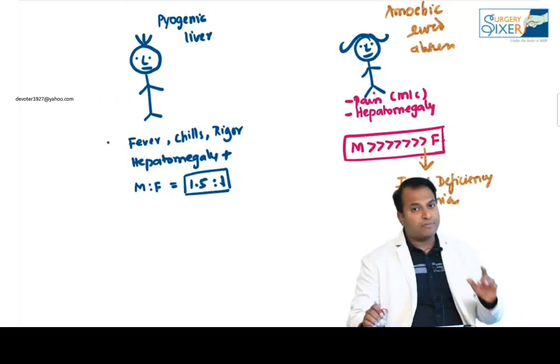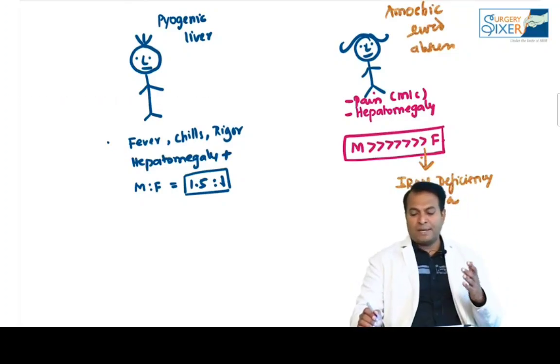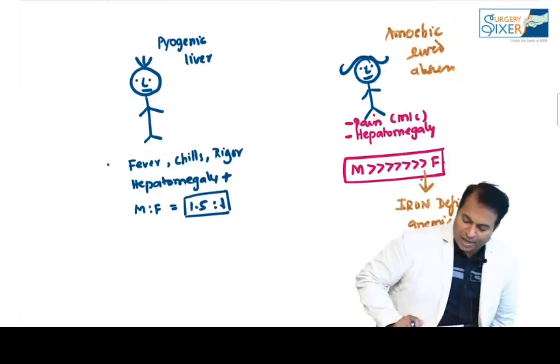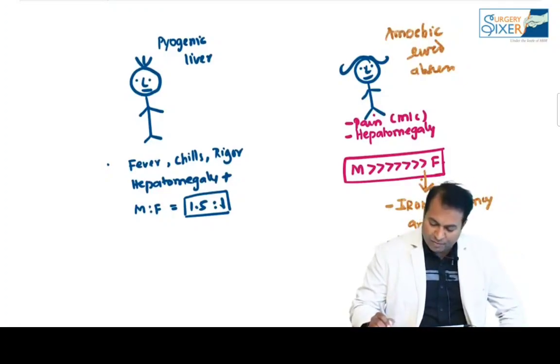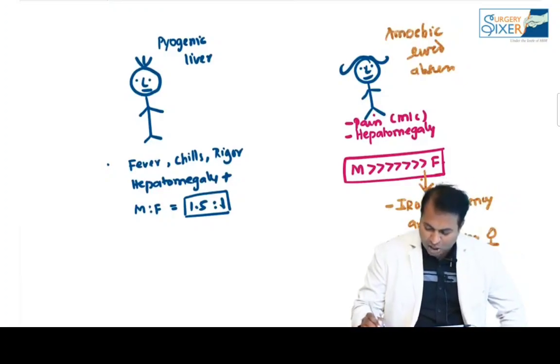If you have iron deficiency anemia, you will never develop amoebic liver abscess. This is very common in menstruating females. So iron deficiency anemia is protective, and menstruating women will not get amoebic abscess.